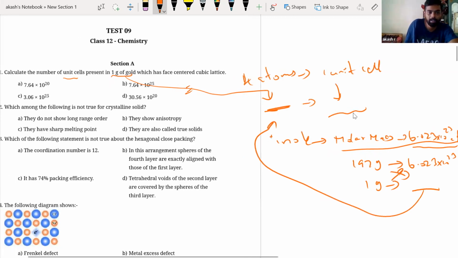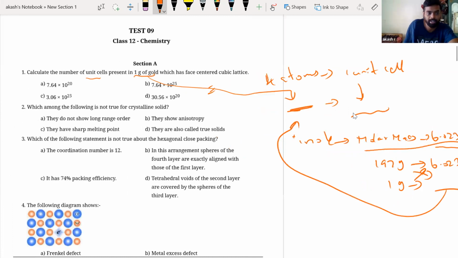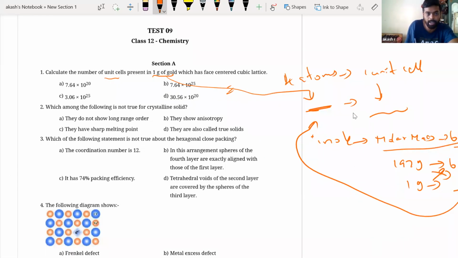Next. Which among the following is not true for crystalline solid? They show long range order. They do not show long range order. They show anisotropy. Anisotropy is correct. They're called true solids is correct. They have sharp melting point. They do not show long range order. No, they show long range order, right? So this is the correct answer to this question.